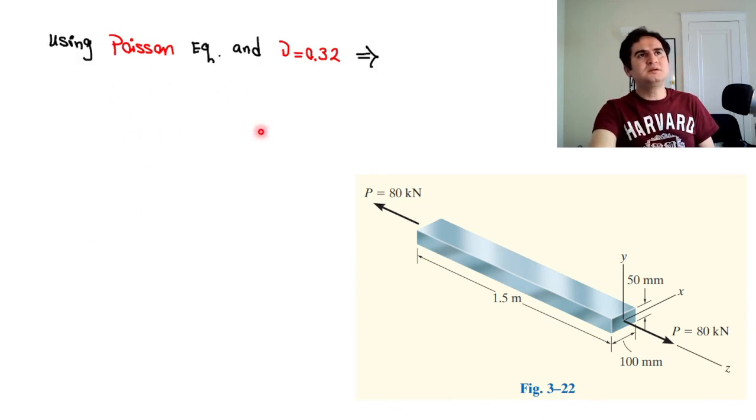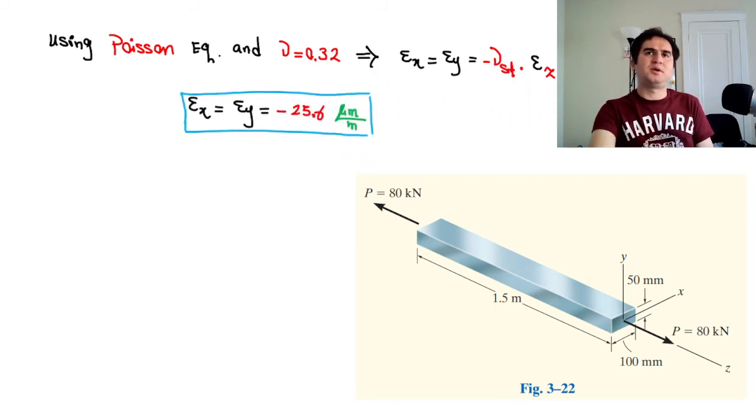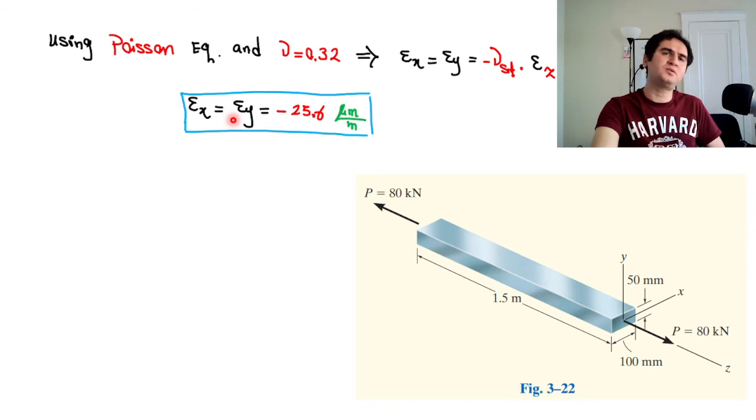Using Poisson equation and knowing nu is 0.32, it gives you epsilon x equal to epsilon y, and that's a negative nu of steel times epsilon z. And by doing the math, it gives you epsilon x equal to epsilon y, and that's a negative 25.6 micrometers over meter. Again, epsilon is a dimensionless value.